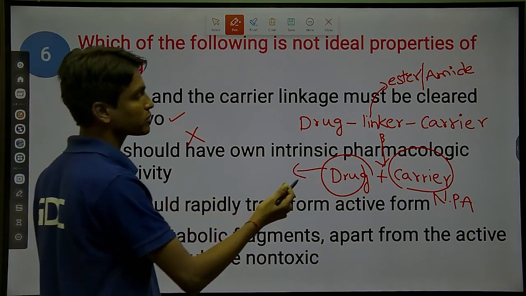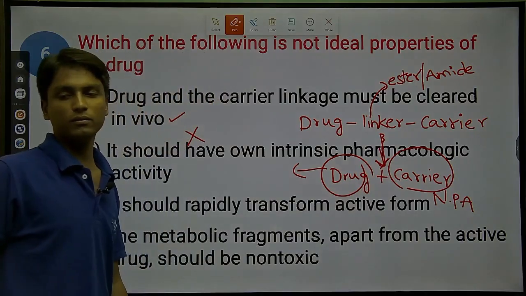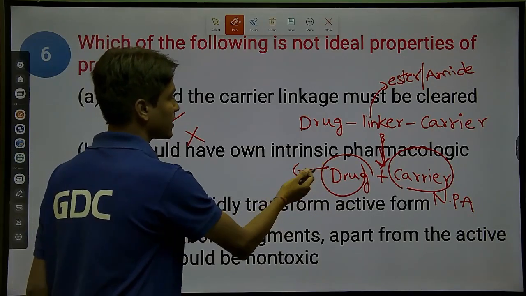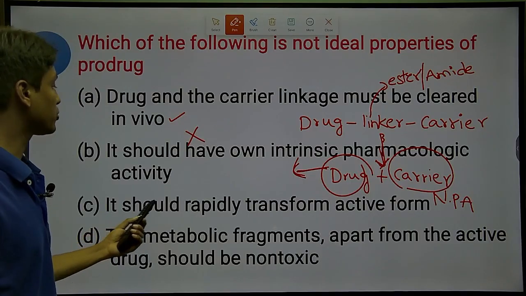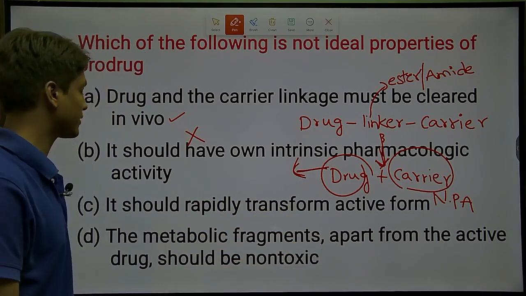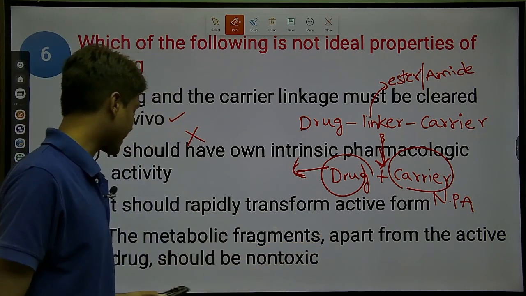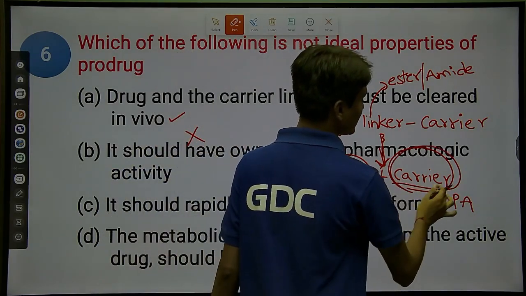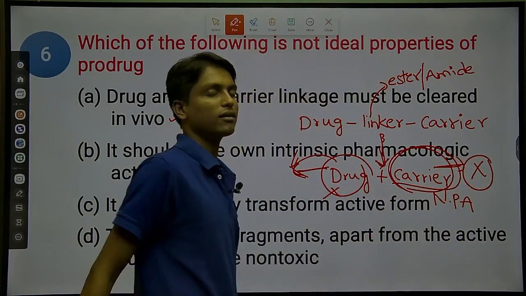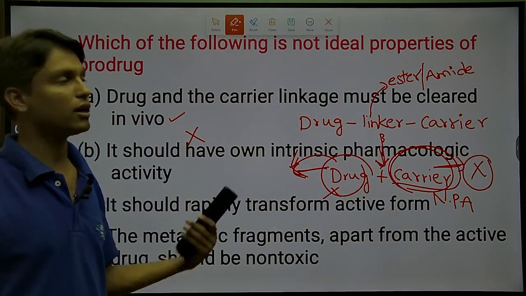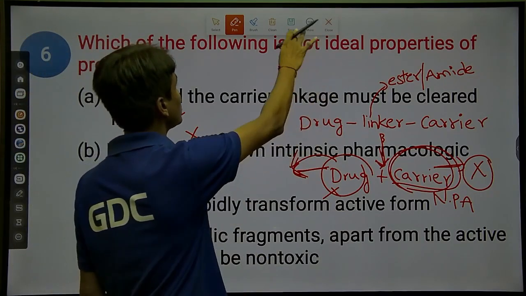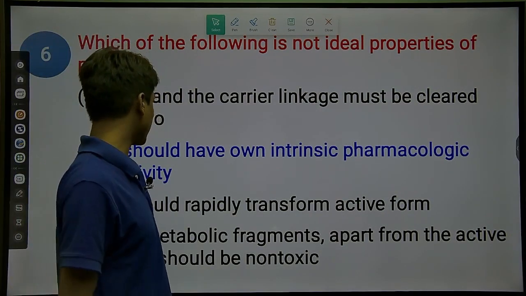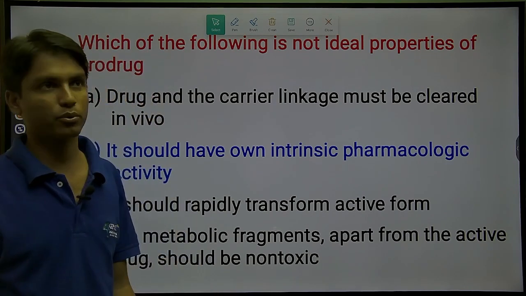Next, the drug rapidly transforms into active form, means it can be easily converted into activated form. Drug linker carrier can be broken again into drug plus carrier. If the drug is available, it shows the pharmacological action. Next, the metabolic fragments apart from the active drug should be non-toxic. Apart from the drug, the carrier should not be toxic in nature. If it is toxic, we cannot prefer it for formulating the prodrug. So the answer for this one is B. It should have its own intrinsic pharmacological activity, that is not an ideal property of a prodrug.